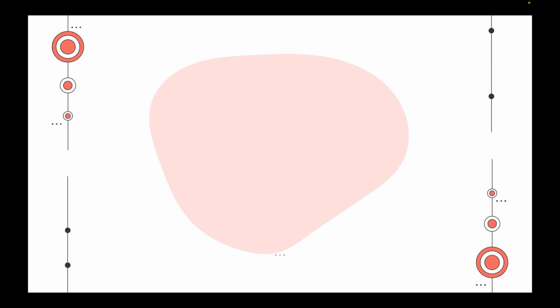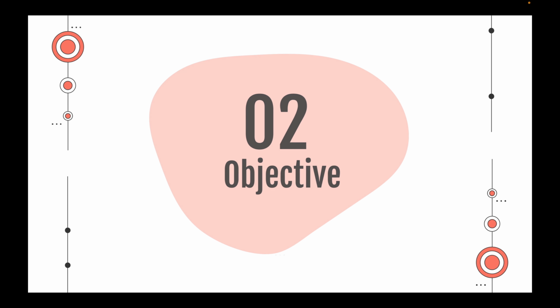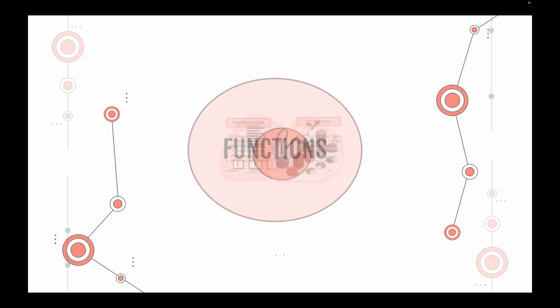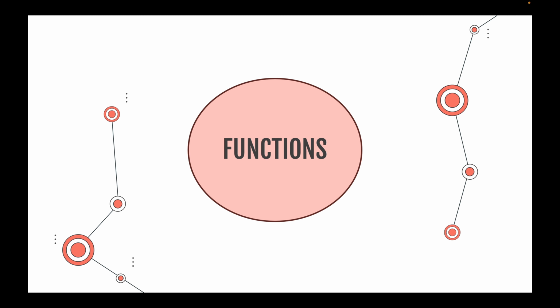The main objective of the transaction processing system is to answer routine questions. For example, how many products that we sell today? How much inventory do we have at hand?